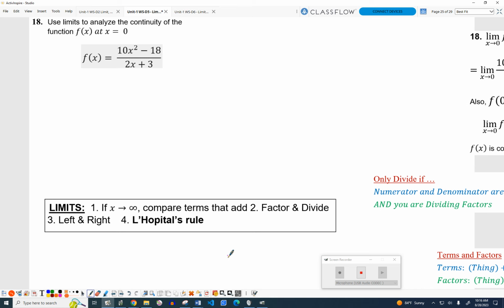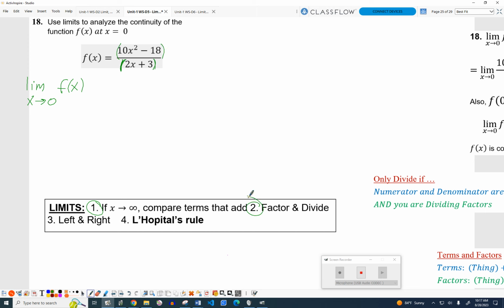Okay, same as always, we find the limit. As x approaches 0, which means both sides, left and right. Okay, look, I cannot do this because x is not approaching infinity. Factoring doesn't look very promising, to be honest. The bottom's basically factored. Don't really think I'm going to be able to factor the top, so I kind of skip that.